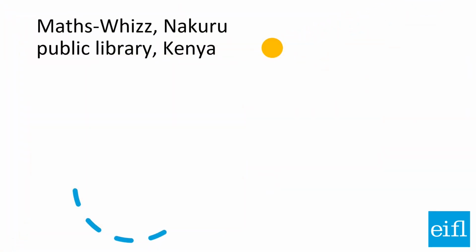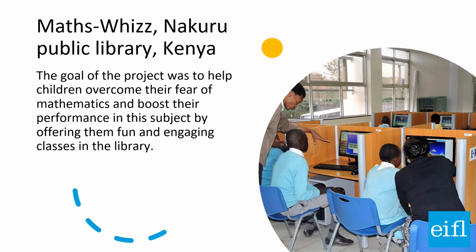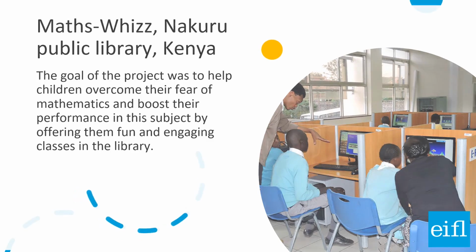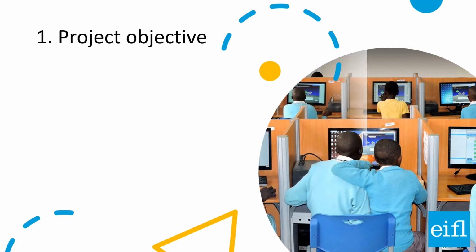Let's see how this all comes together in a specific real-life example. EIFL supported a project at Nakuru Public Library in Kenya, which aimed to help children conquer the fear of mathematics and boost their performance in the subject by offering them fun and engaging math classes in the library. Let's go through a three-step process of defining results and indicators for this project.